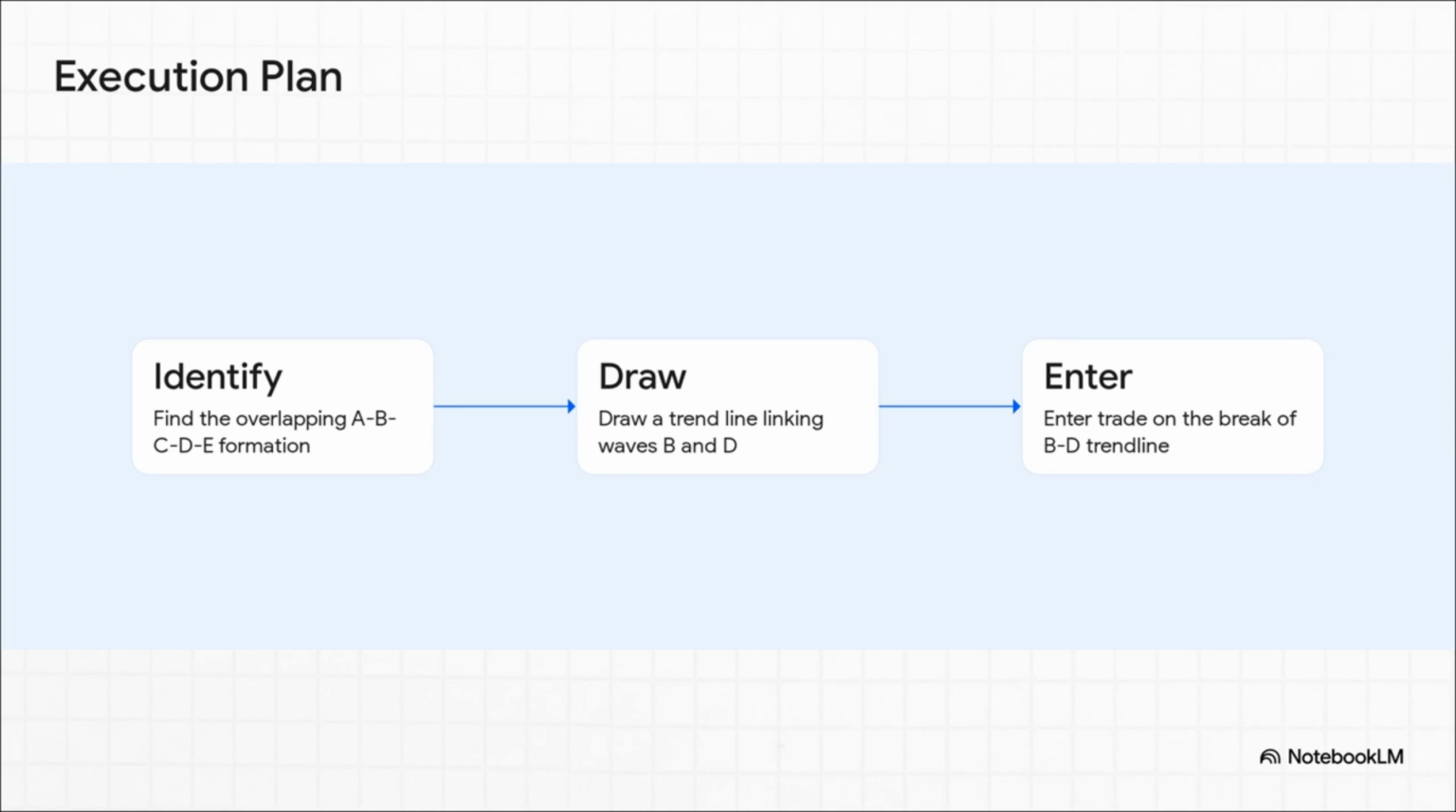Once you have your zone mapped out, you need a mechanical trigger to enter the trade safely. Here's your execution plan straight from the texts. First, identify that overlapping A, B, C, D, E structure. Second, and this is the real secret sauce here, draw a trend line linking the extremes of waves B and D. Finally, your entry trigger is a decisive break of that BD trendline. You don't try to guess when wave E is over. You wait for the market to prove it by slicing right through that BD boundary. That decisive break is your absolute ultimate confirmation that the coiled spring has finally released.